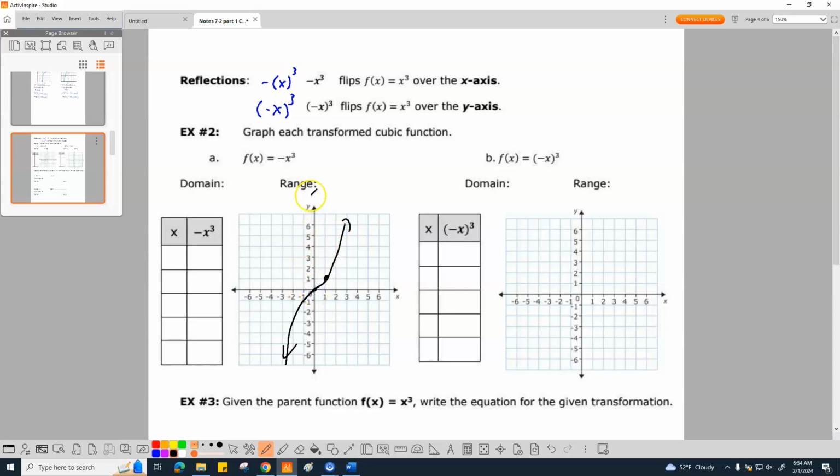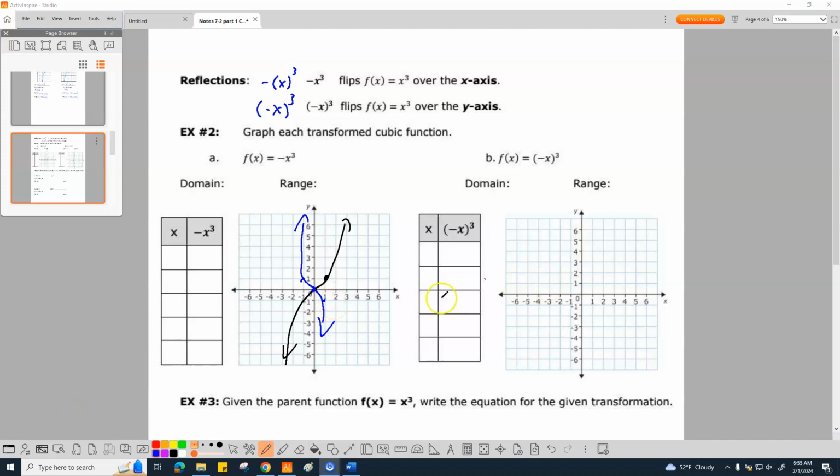And now I'm going to do it in blue for the reflection. The reflection over the x-axis, meaning you are going to fold this over the x-axis. So this part's going to come down and this part's going to go up. So what does that look like? We're starting here, and then it's going to look like this. So that is what a reflection over the x-axis looks like.